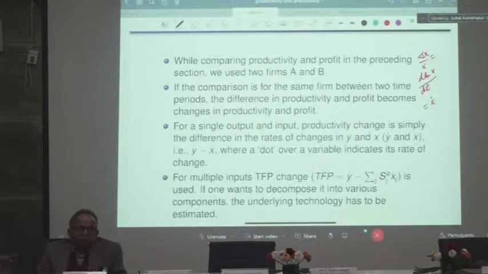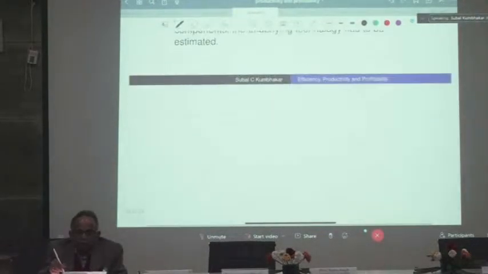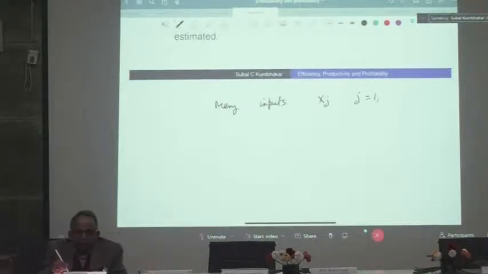So what we do is these are called partial factor productivity. When you say y over x, if you have many inputs, say call it xj, where j is equal to 1 through big J, so you have that many inputs, then you can define y over xj as what we call partial productivity, or partial factor productivity.